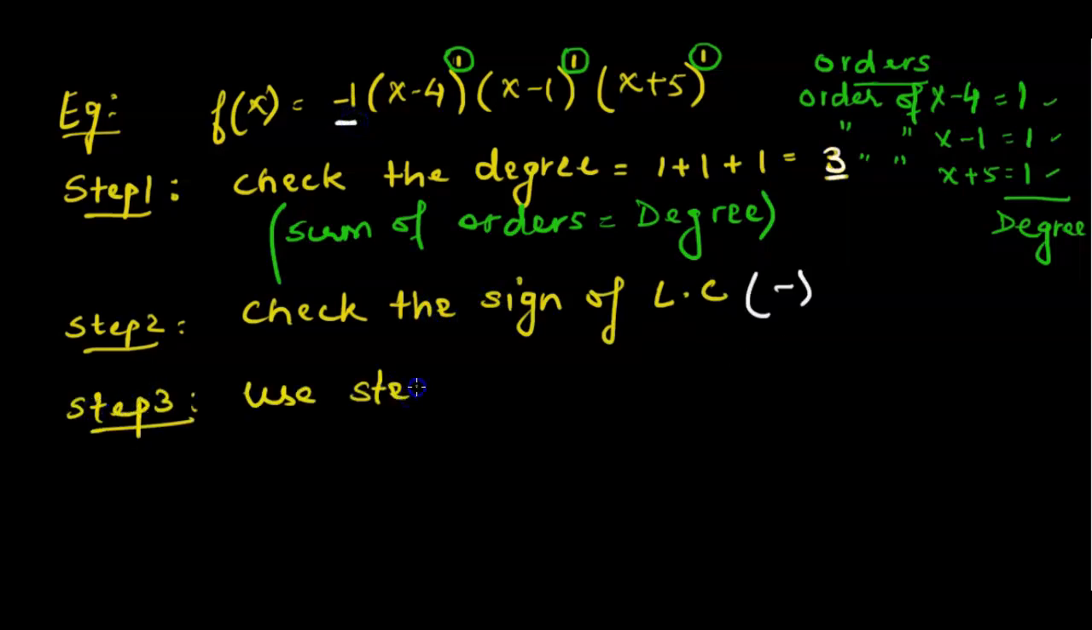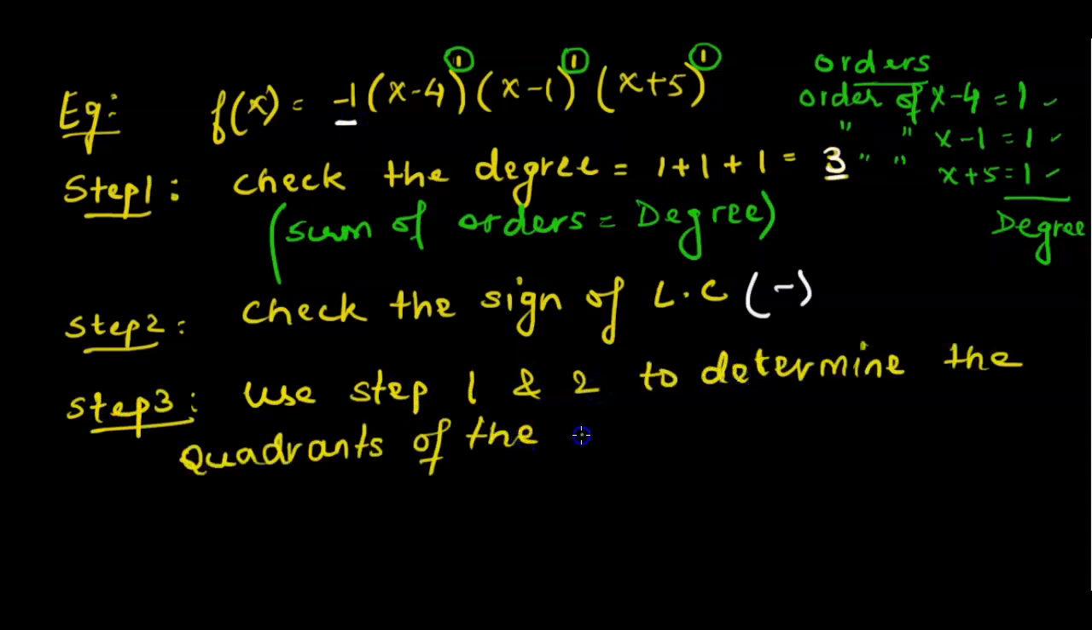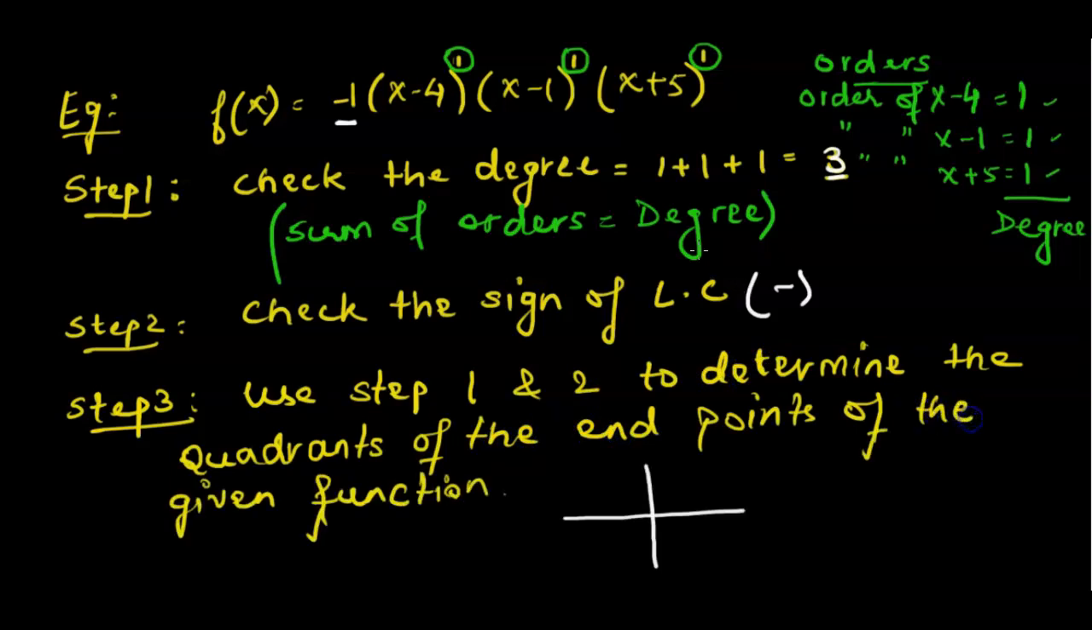Step 3 is use steps 1 and 2 to determine the quadrants of the endpoints of the given function. Because we know the degree is odd and the leading coefficient is negative, odd means the endpoints have to be diagonally opposite, either quadrants 1 and 3 or 2 and 4. Quadrant 1 is the endpoint seen for positive leading coefficients, and quadrant 4 is the endpoint seen for negative leading coefficients. Therefore, it would be quadrants 2 and 4 because we have a negative leading coefficient. So the graph drawn from this function will have its endpoints in the second and the fourth quadrant.